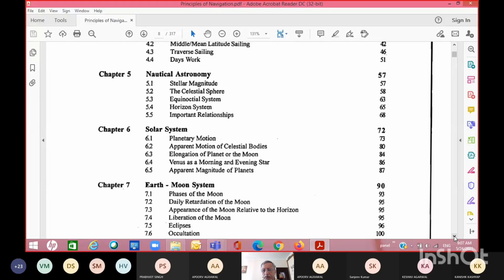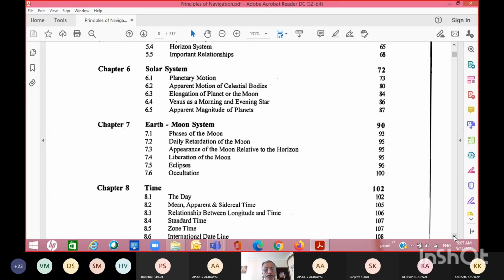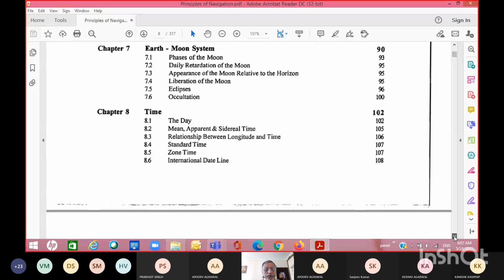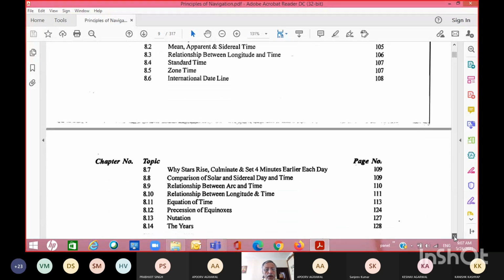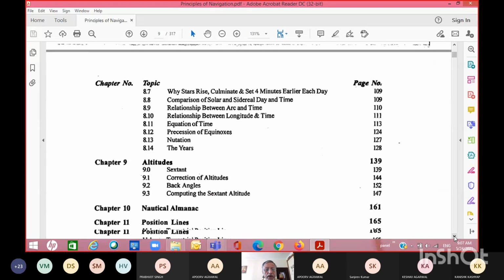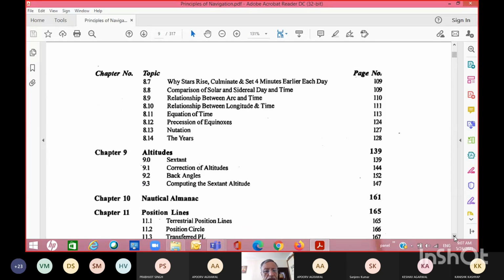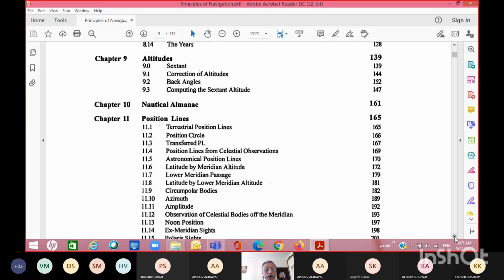Start with the solar system today, and then I'll go on to the Earth-Moon system, time. This is all a part of time. And before I come to chapter 9, altitudes, where we start the practical part, I will explain the celestial sphere, because if I do that now, then by the time we reach there, it's all forgotten. The other topics may not be directly relevant to the celestial sphere for the time being.